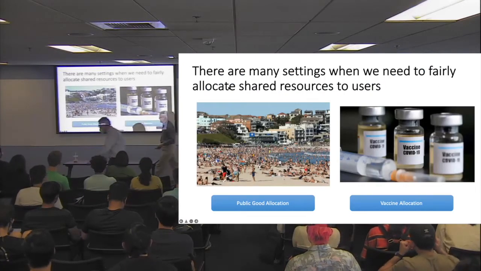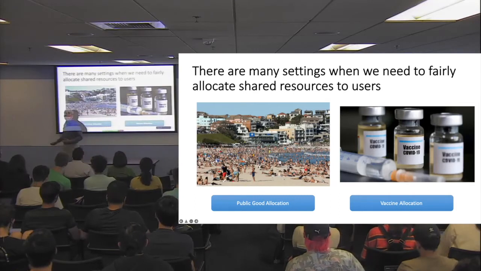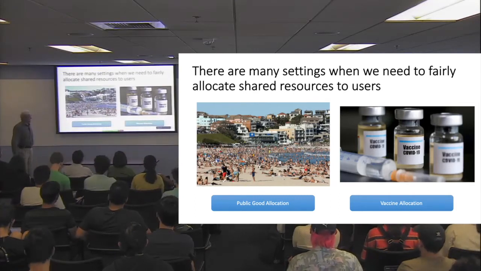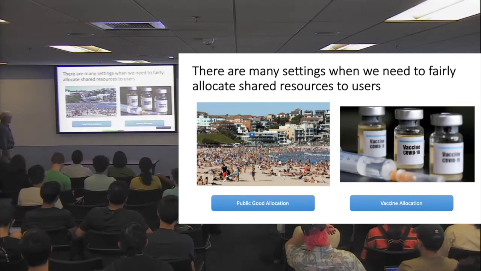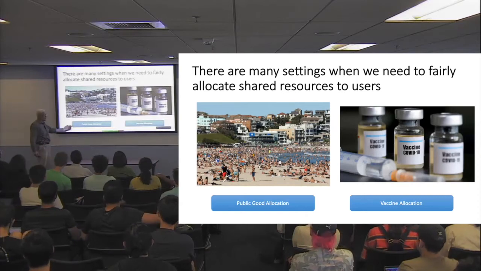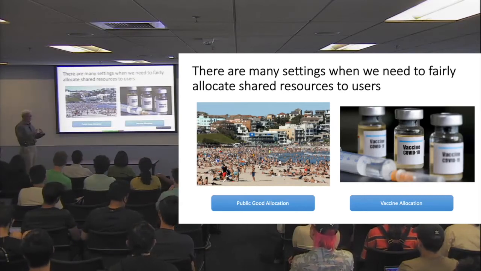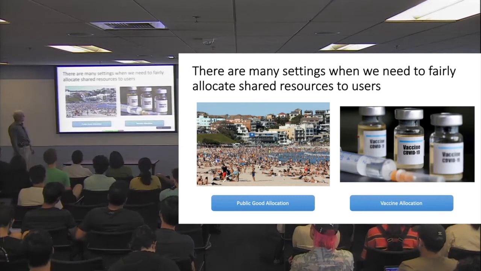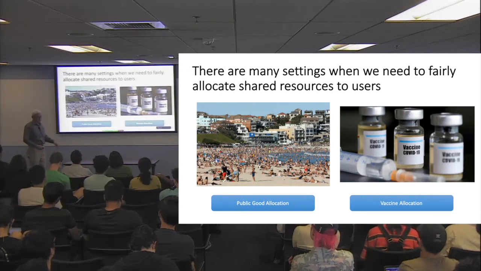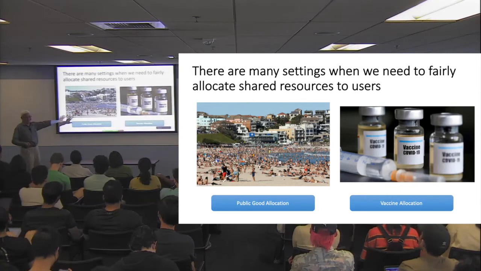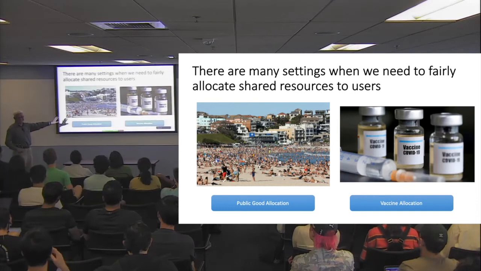Sorry. So there are many resource allocation problems. It could be some public good, and because of the capacity limit, you have to schedule and wisely allocate them to the public, or it could be a vaccine. Those slides were created by my student Device. All those fancy things, I don't know how to do it. He did it.